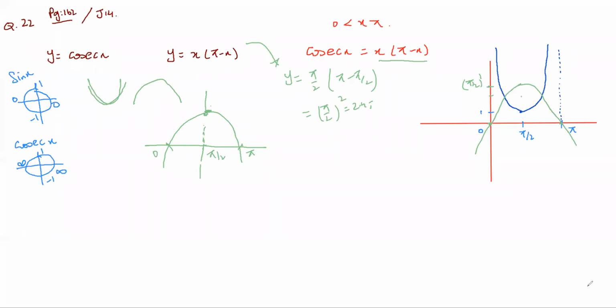I'm moving to the next page where we have to do its second part. It says, show that this equation can be written in this form. The equation which is cosecant x equal to x into pi minus x can be written in the form x is equal to 1 plus x squared sine x over pi sine x.